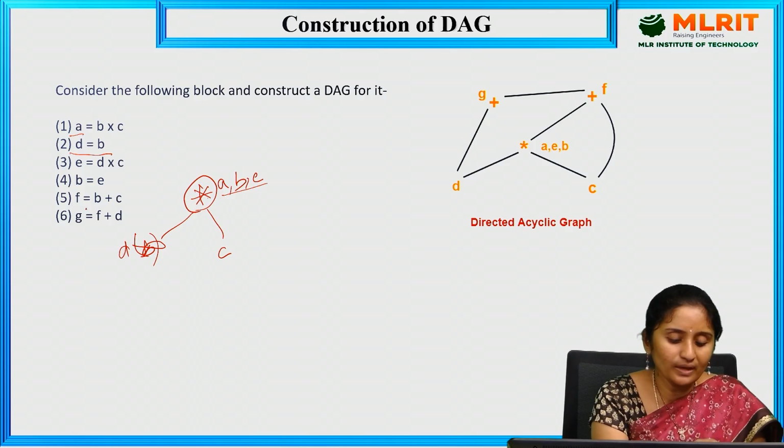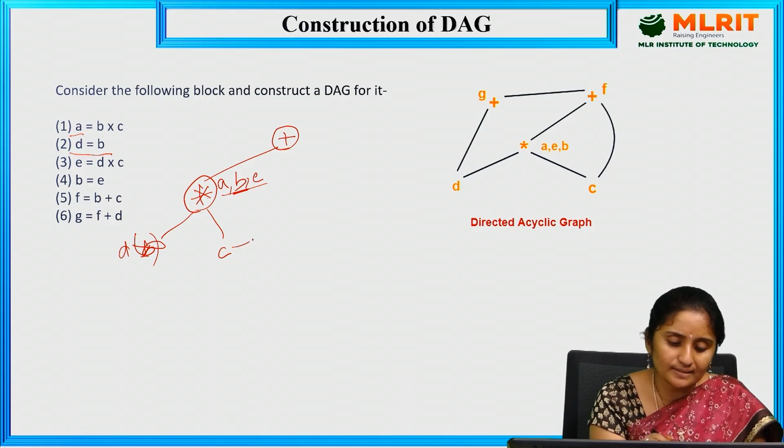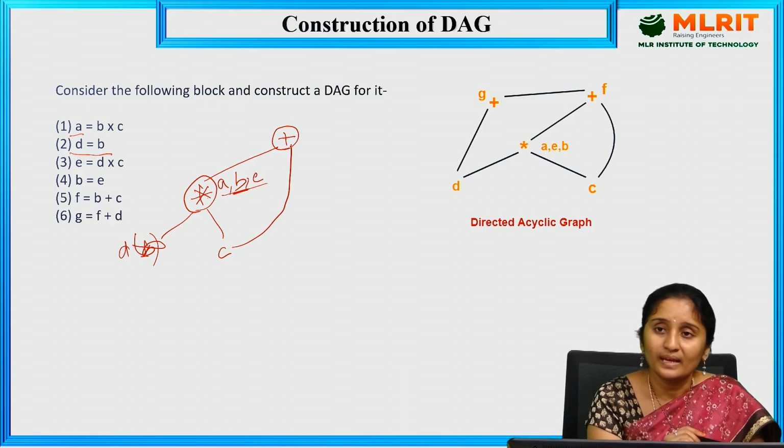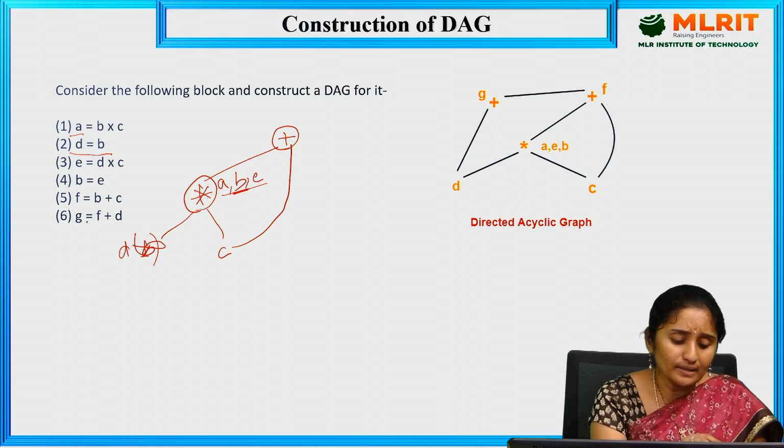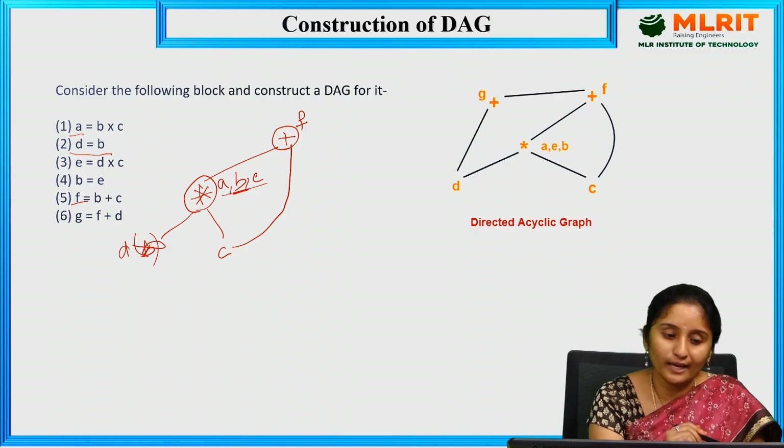The next one I have is F equal to B plus C. Let me write here plus, B is there. So the B statement is existing in my DAG. Yes, it is existing here, so it is a left child, and C is there. C is already existing, as it is a right child. The result will be stored in F as an internal node.